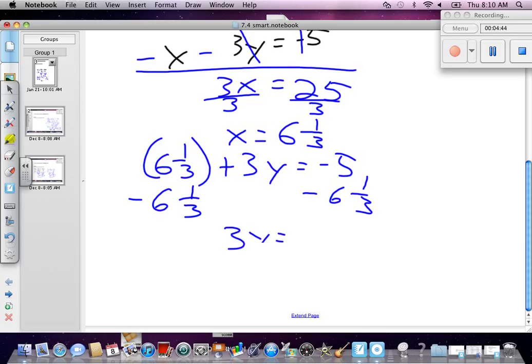So I'm going to subtract 6 and 1/3 from both sides. So 3y equals negative 11 and 1/3. And then I divide it by 3. So y equals, this is when I get out my calculator, which there aren't anymore. Negative 11 and 1/3, which is 0.3 repeating, divided by 3 gives us negative 3 and 2/3.